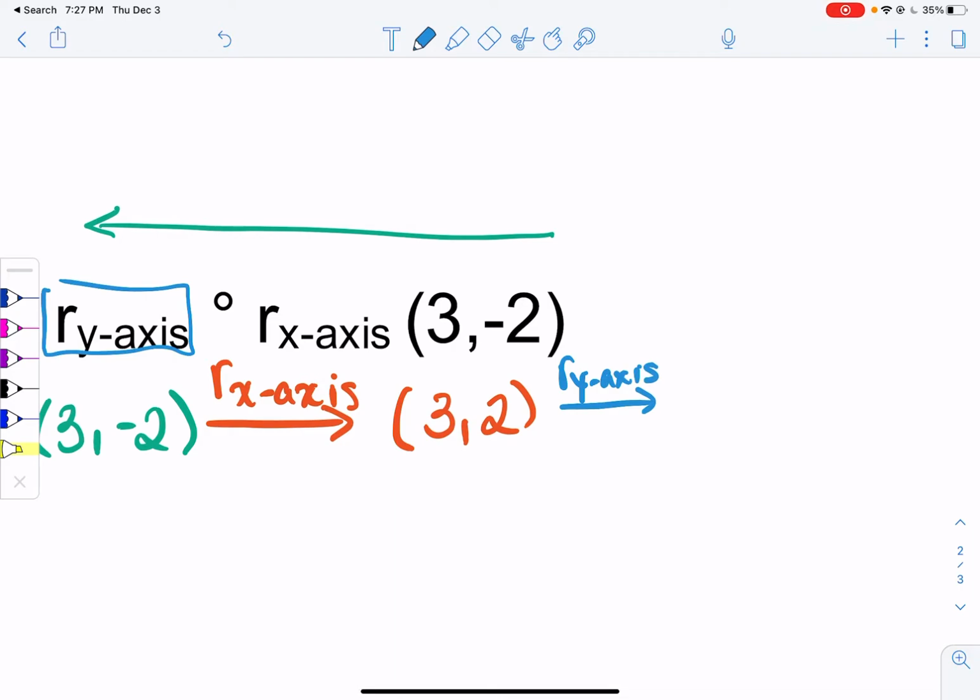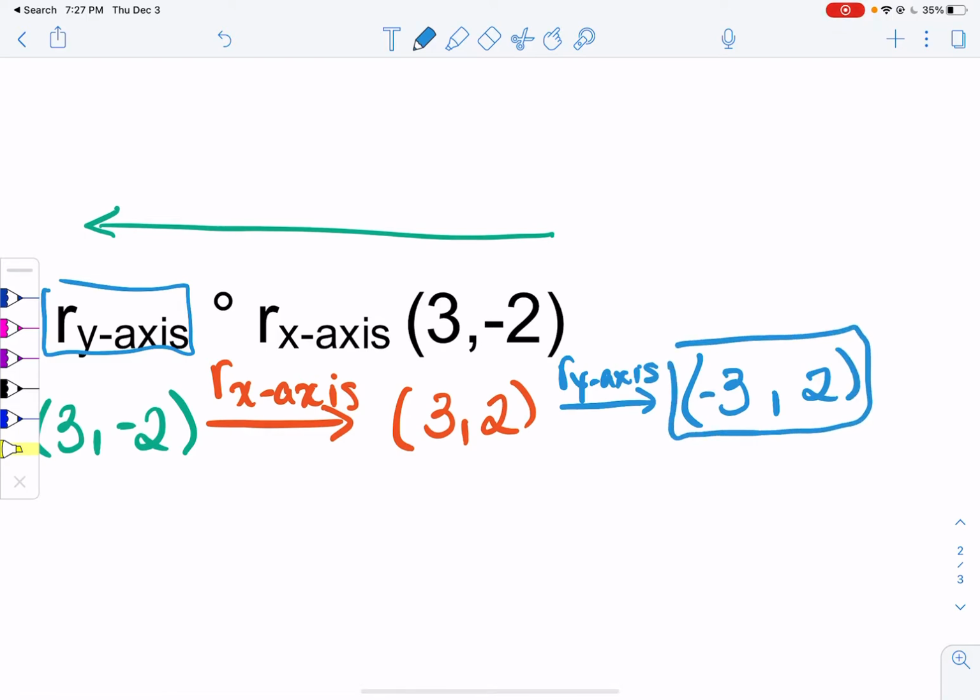So I do a reflection over the y-axis. My y value stays the same, but my x value changes to an opposite. So my 3 becomes a -3. And that's my final answer.